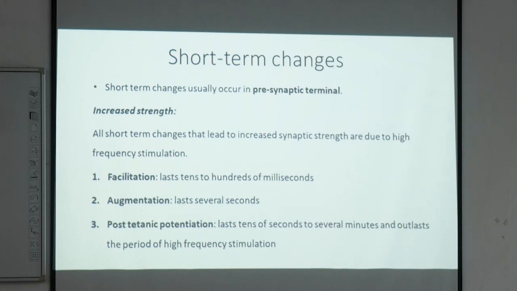Just remember, no need to go into the detail of short-term changes; just remember these are the things that are short-term: facilitation, augmentation, and post-tetanic potentiation. Facilitation is very short-term, lasting hundreds of milliseconds, then augmentation lasts for several seconds, and post-tetanic potentiation tens of seconds. These are the only differences, but all are short-term changes. Just remember the names, that will suffice.